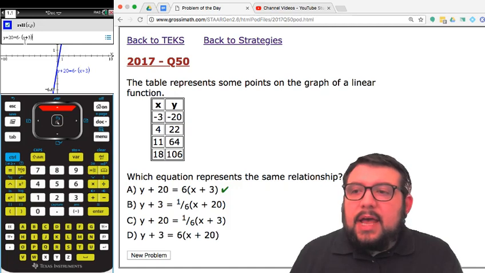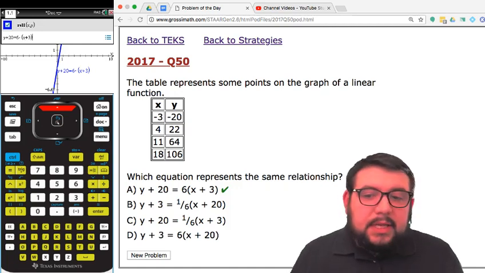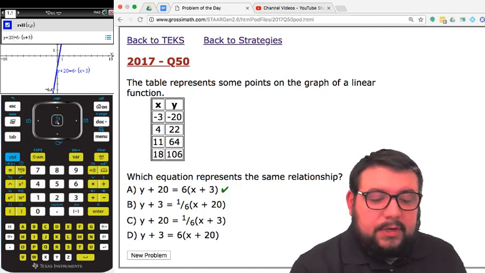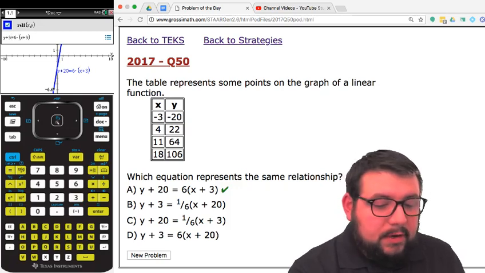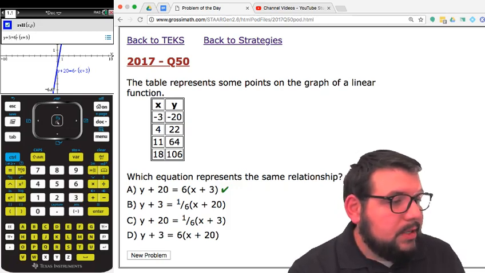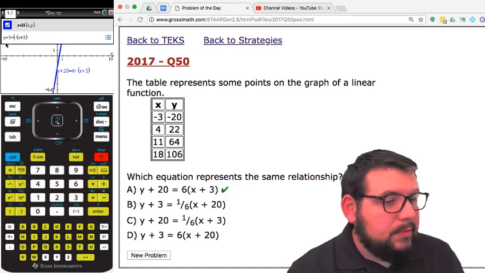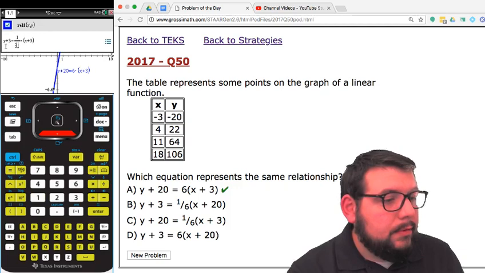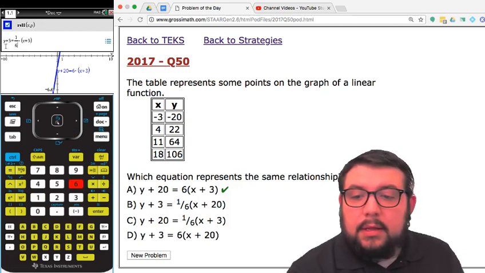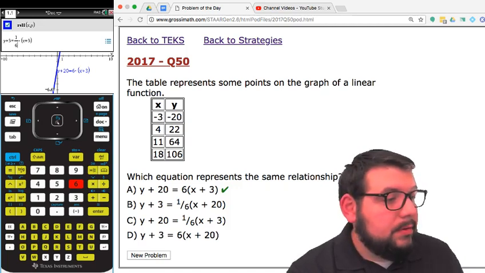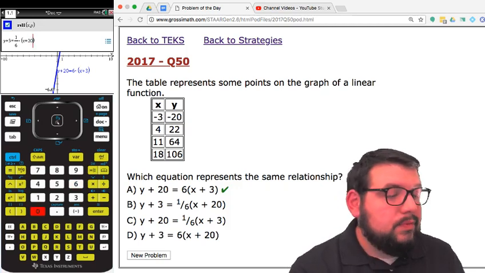I would have gone in and pressed tab, I would have gone up, and I would change the equation so that it looks like choice B. Choice B has y plus 3, so I'll change that to y plus 3, equals 1/6. Okay, so I'm going to take out that 6, and I'm going to replace it with a fraction, 1/6. And this says x plus 20. So I'm going to come over here and take out that 3 and put in a 20.